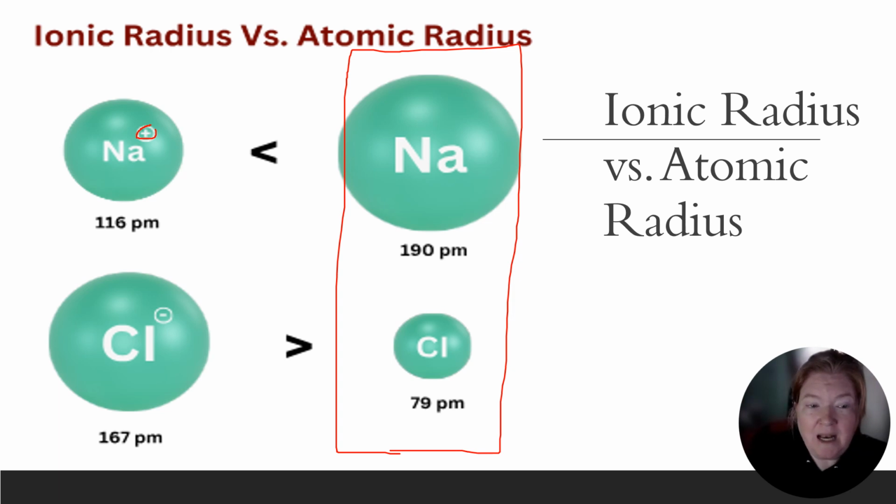And then look at chlorine. Here's chlorine as an atom. When it gains an electron, it becomes an anion. It has a negative charge. So what happens to its size when it gains an electron? It gets bigger. So if an atom loses an electron, its ion is smaller. And if an atom gains an electron, its ion is larger. But what is losing or gaining the electron when I'm talking about that? The atom, okay?